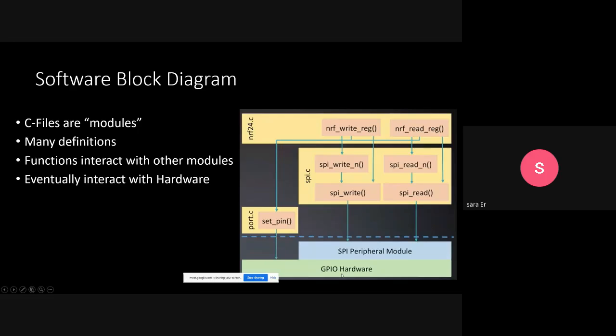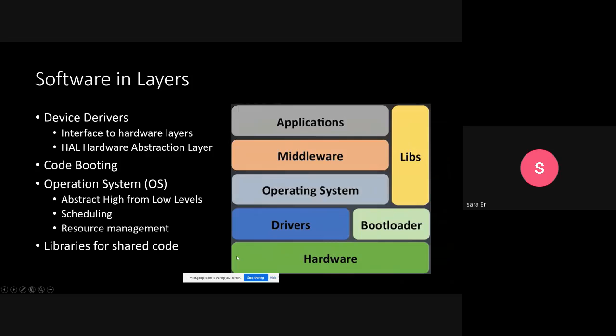GPIO hardware is the bottom of our procedure, and after that, the serial peripheral interface communicates with the GPIO interfaces. And other modular code and libraries over them interact with the GPIO hardware. Software in layers is shown in this picture.